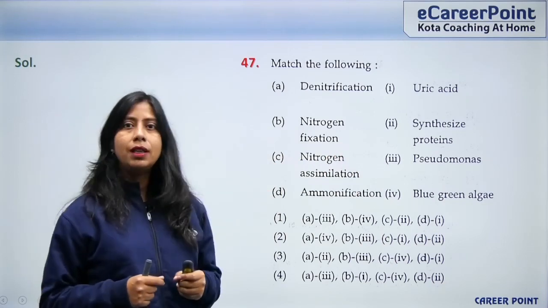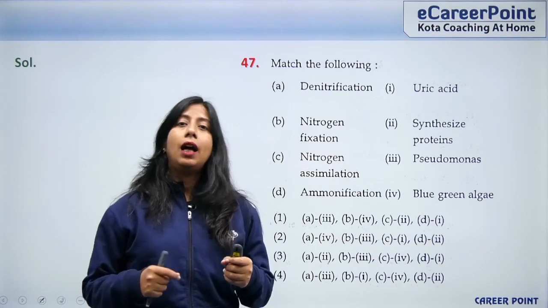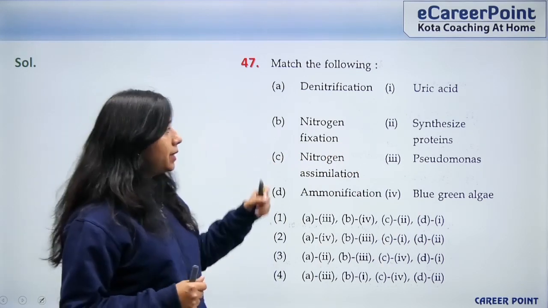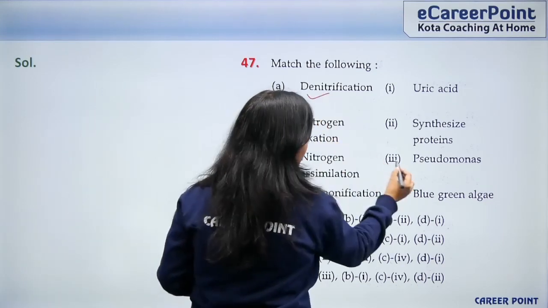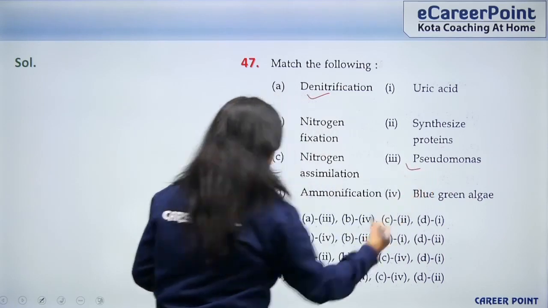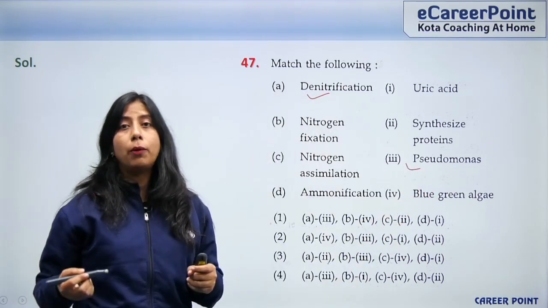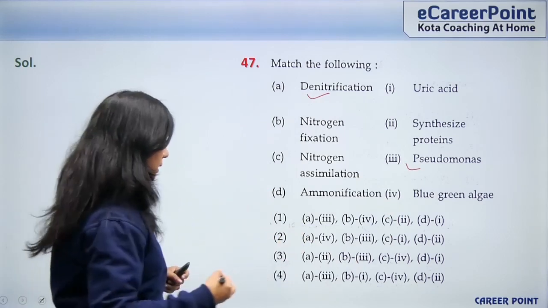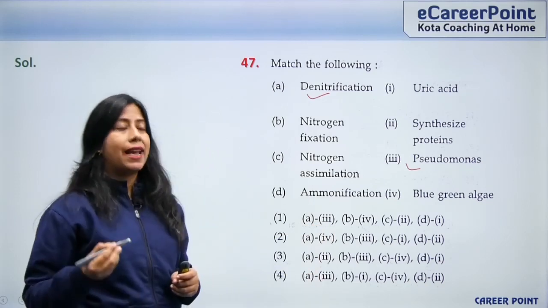Let's see the first one, denitrification. It is a process where the nitrates are converted back into atmospheric nitrogen. And basically if we see here, denitrification is related to Pseudomonas. So here Pseudomonas is the bacteria which helps in the process of denitrification. According to that, in two options, we have A3 and A3. Now let's see the next one.